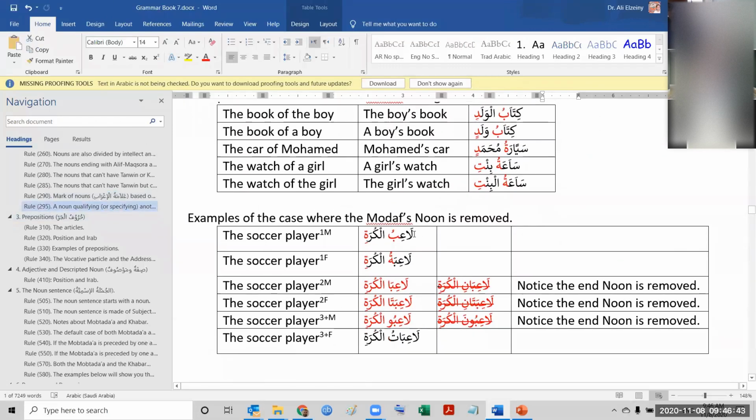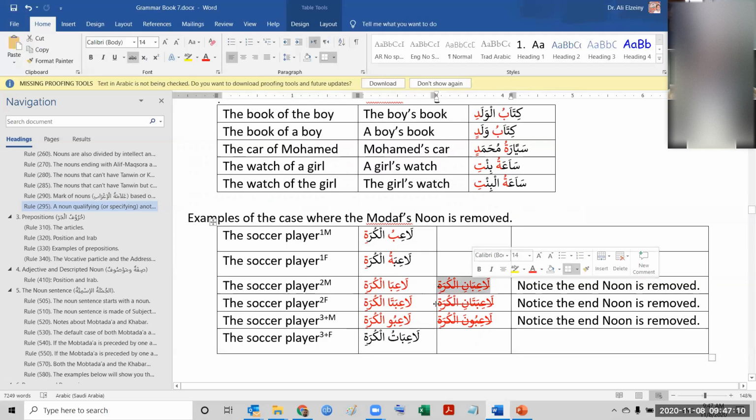Now, if we're talking about one female, the la'ib becomes la'ibatu. We add ta'anith. Now, if we want to make a dual, the soccer player, two males, we're supposed to say la'ibani al-kurati. That's what we're supposed to say.